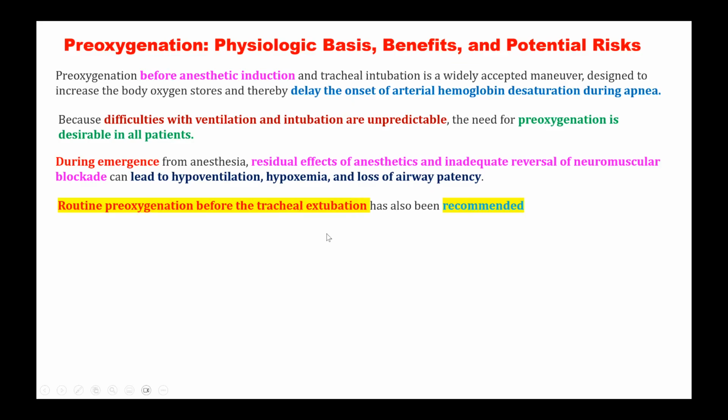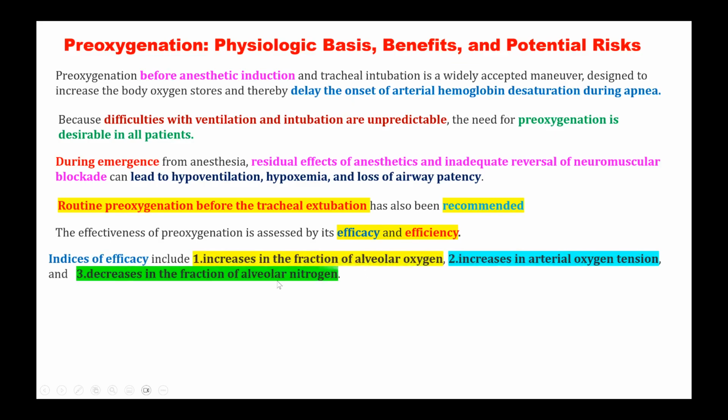Most of you know that before reversing the patient, we always cut all the anesthetic agents and give 100% oxygen, and then only reverse, so that acts as oxygenation before extubation also. The effectiveness of your pre-oxygenation can be assessed by two categories: one is efficacy and the other is efficiency. The indices of efficacy are an increase in fractional alveolar oxygen, which of course we cannot directly measure, but it increases the arterial oxygen tension.